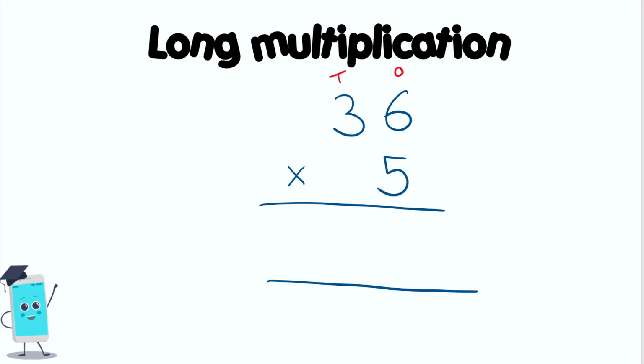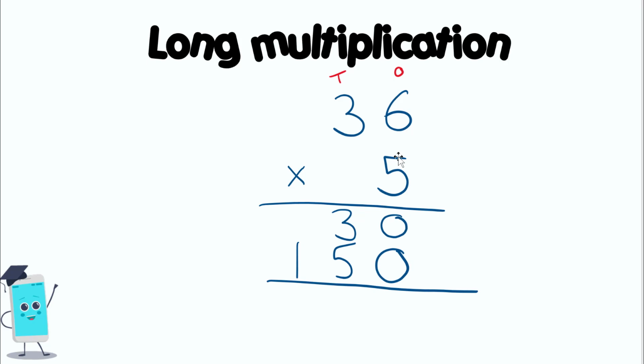Now I'm simply going to use my times table facts to calculate. I always start from the smallest side, so I'm going to start from my 1s, and I'm going to multiply my 6 by my 5, which is 30. And now I'm going to multiply my 3 by my 5, but this 3 is actually 3 10s. So it's not just 3, it's 3 10s. So 3 times 5 is 15, 3 10s times 5 is 15 10s or 150, and I'm going to write it down underneath.